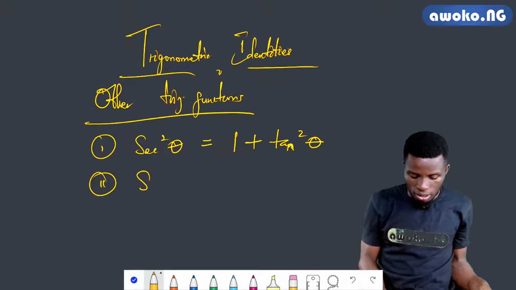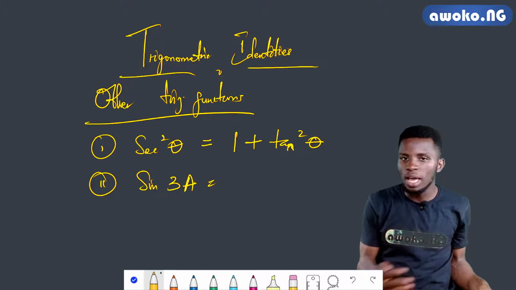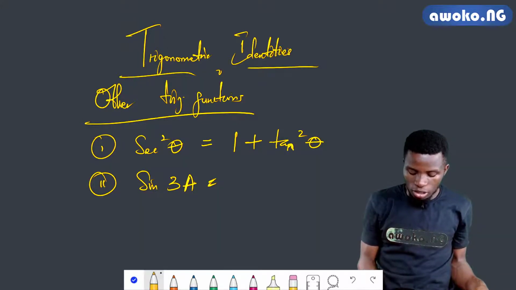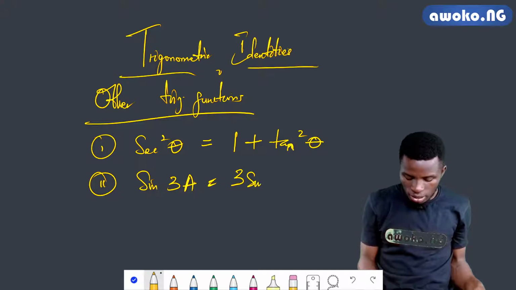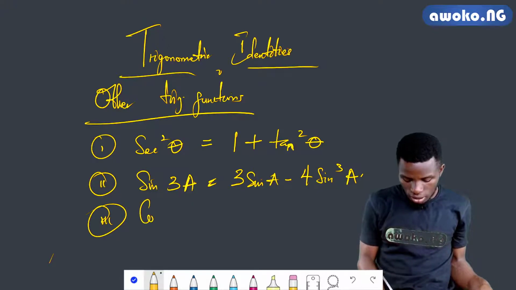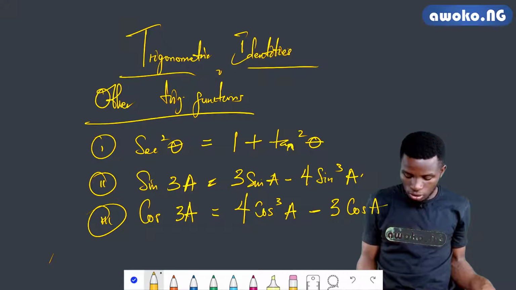Now the second one is sine 3a. Remember, a could be theta, it could be any angle whatsoever. So if we have sine 3 theta or sine 3a, the trig function will be equal to 3 sine a minus 4 sine cube a. Now the third one is cos 3 theta, which is equal to 4 cos cube a minus 3 cos a. It's just like the inverse of sine.